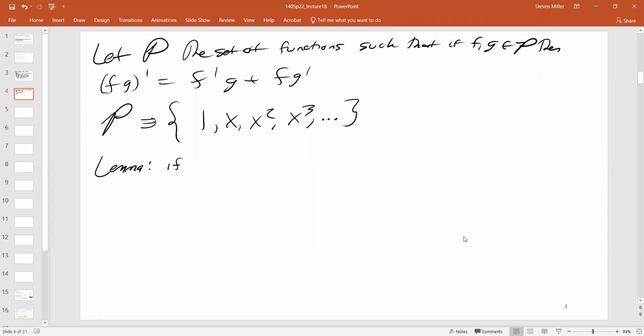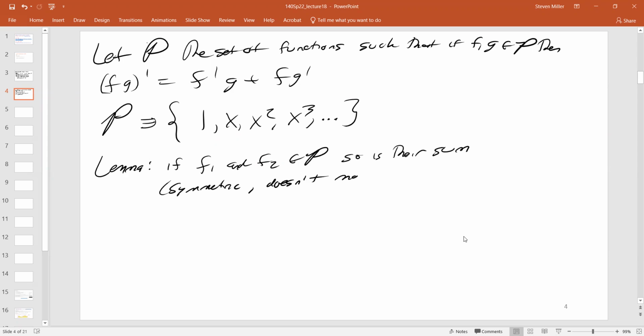So here's my lemma. If f1 and f2 are in P, so is their sum. And by symmetry, it's symmetric in f and g. So instead of talking about things for f, I could talk about things for g. Is everybody okay with that? Symmetric, it doesn't matter if first or second product.